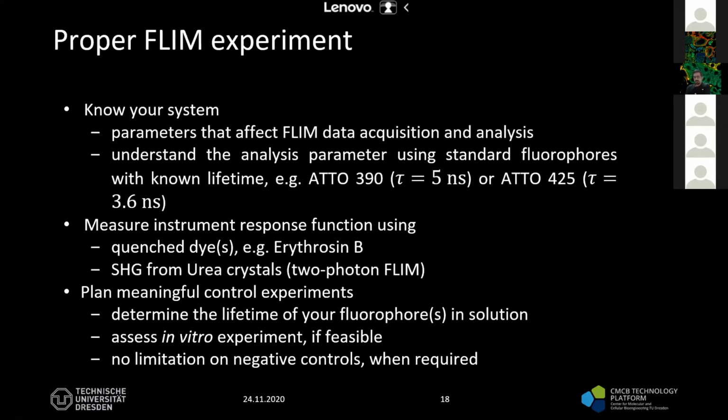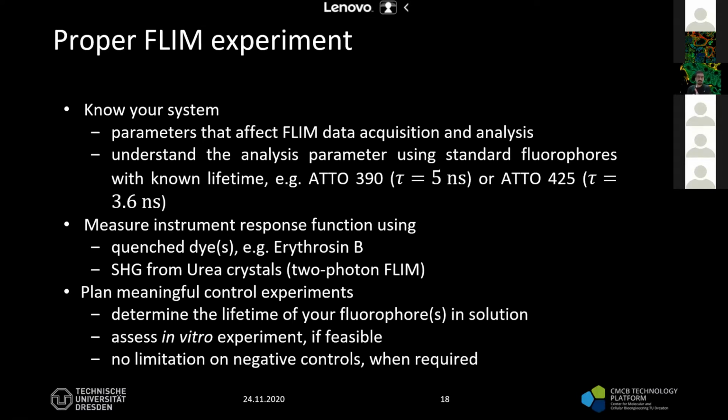And also the last step, which is very important to pay attention to, is planning full control experiments. It is not really one-to-one between your fluorophore solution and a living sample. We know that even the spectrum changes, and the lifetime is even more sensitive to such changes. But it is important to understand, if possible, what the lifetime of your fluorophores is in solution.